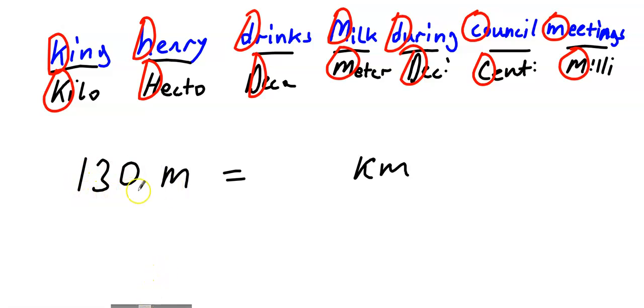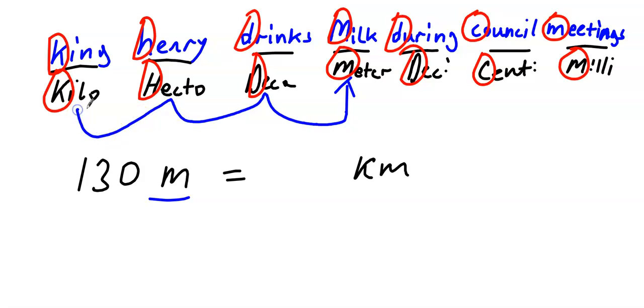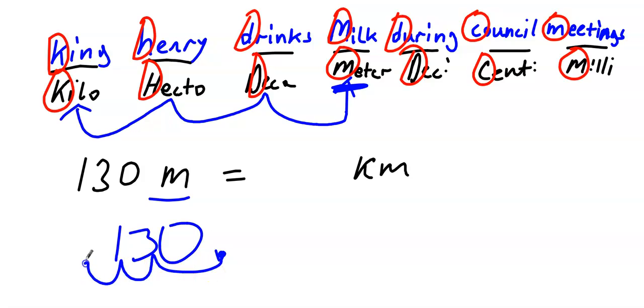Next problem, we have 130 meters. So we are starting with meters, and we want to go towards kilometers. So from here, this is where we're starting from, and we want to become kilometers. So we have 1, 2, 3 spaces to the left. This is our start, and we want 1, 2, 3 to become kilo. So our decimal place is not anywhere here, so we have to put it on the end. And then from there, remember 1, 2, 3. So you go 1, 2, 3.